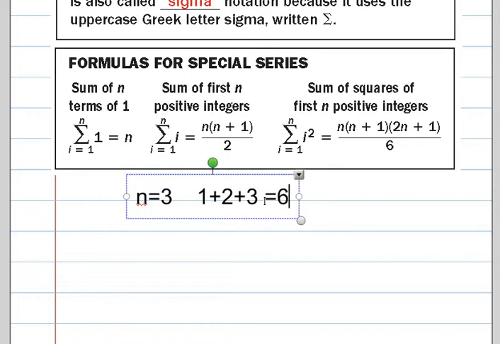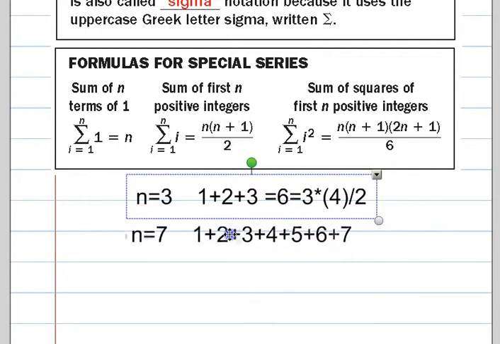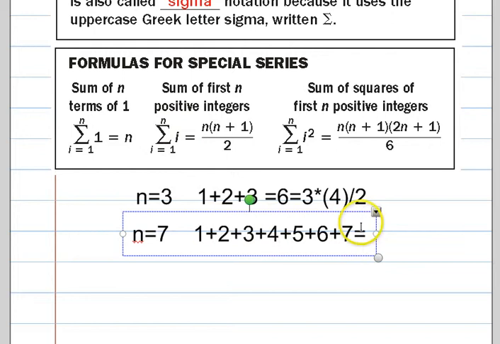Okay, but another way you can figure that out is by taking the number n, which in our case is 3, multiplying it times n plus 1, which is 4, and dividing by 2. So 3 times 4 is 12, divided by 2 is 6. We still get the same answer. Let's see if it happens if we change n to 7. When n is 7, that means we take the summation of i from 1 to 7, so 1 plus 2 plus 3 plus 4 plus 5 plus 6 plus 7, which is 28.